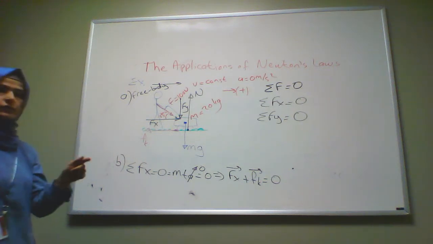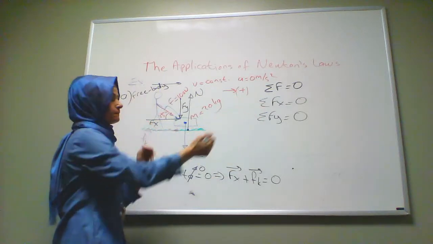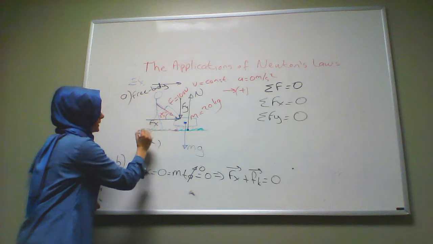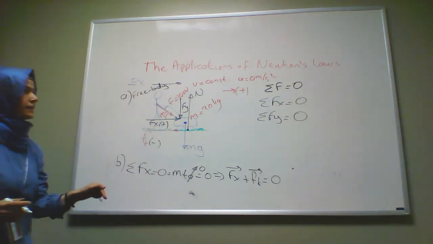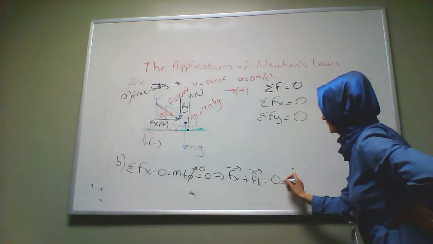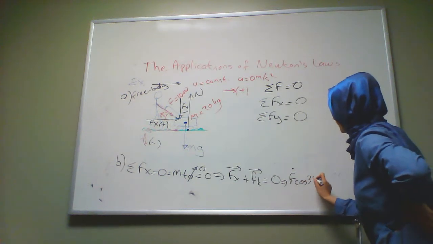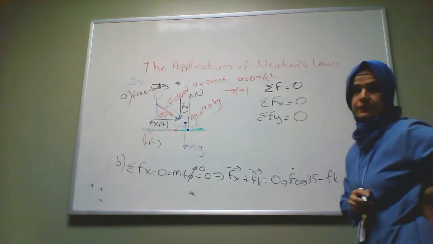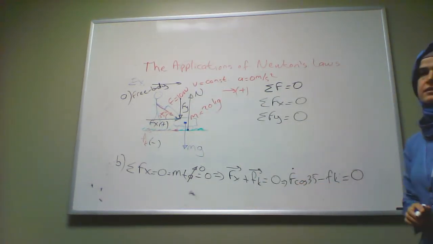Now I am moving into the directions. The choice of positive is to the right for me. So Fk is going to be negative and Fx is going to be positive. Now I am going to put their magnitudes. Fx will be positive F times cosine 35. And Fk, to the left, will be negative. And these are equal to 0.